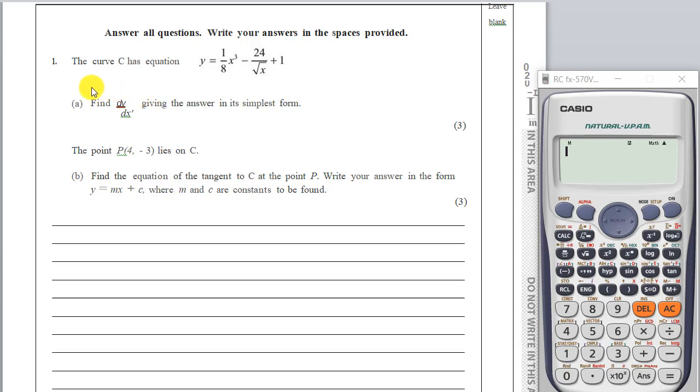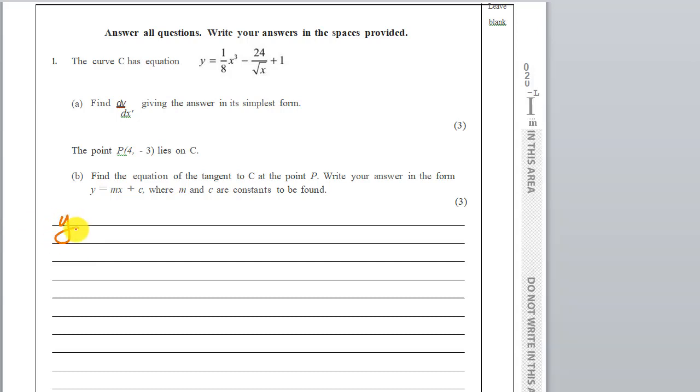The curve C has equation y equals 1 over 8 x cubed minus 24 divided by square root of x plus 1. Find dy by dx, giving the answer in the simplest form. So we have y, this is part A, y equals 1 over 8 x power 3 minus 24 x power minus half plus 1.